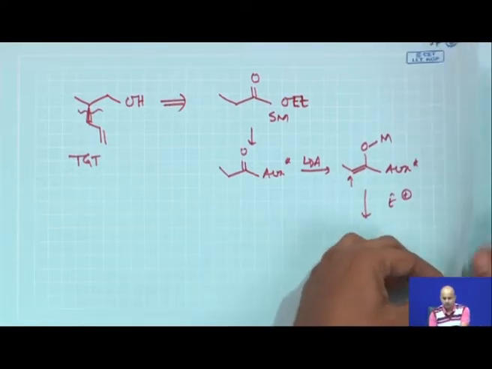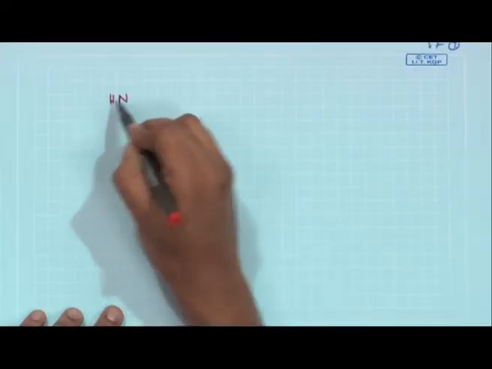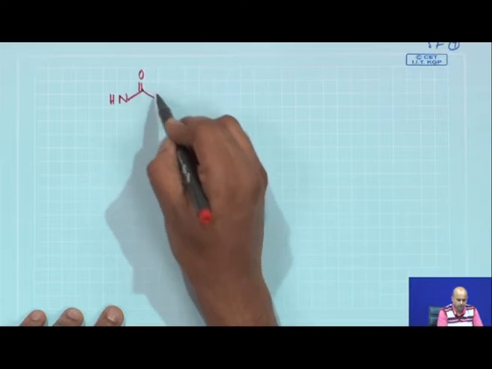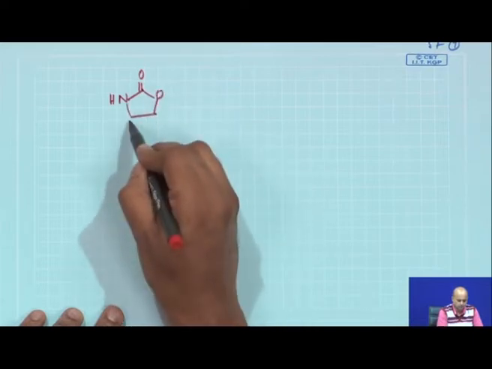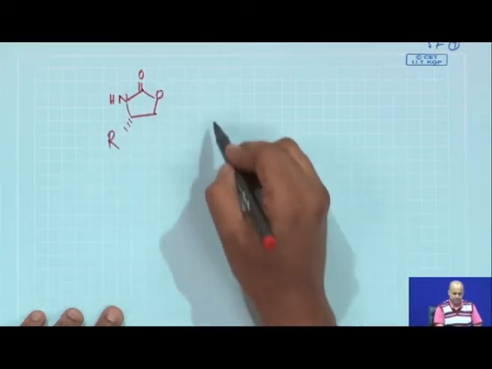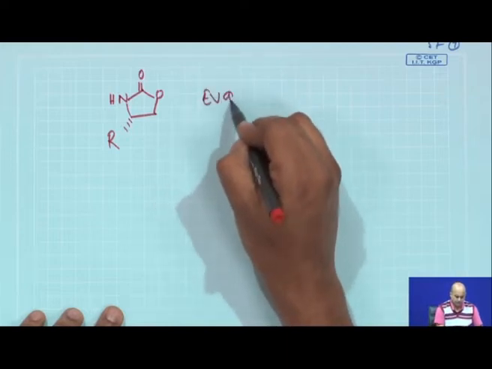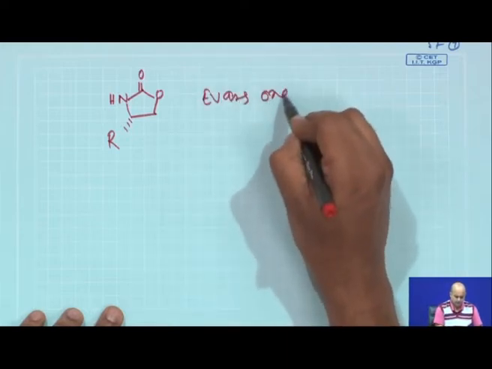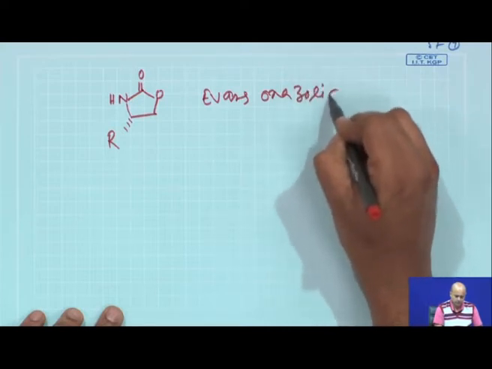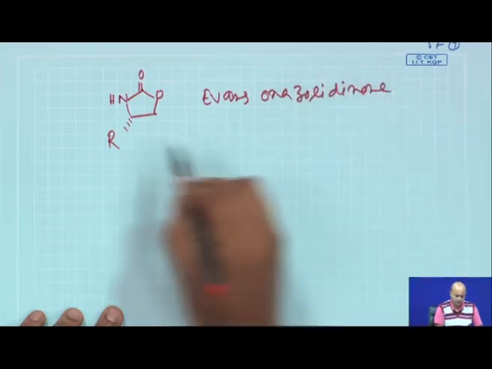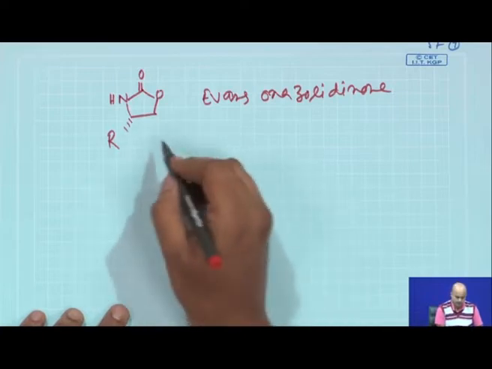Now, what auxiliaries are people mainly using? There are many auxiliaries reported in the literature. I will pick one auxiliary which is very often used, named the Evans oxazolidinone. The Evans oxazolidinone has this kind of structure. As I said, these oxazolidinones are commercially available, or you can even make them in the lab.